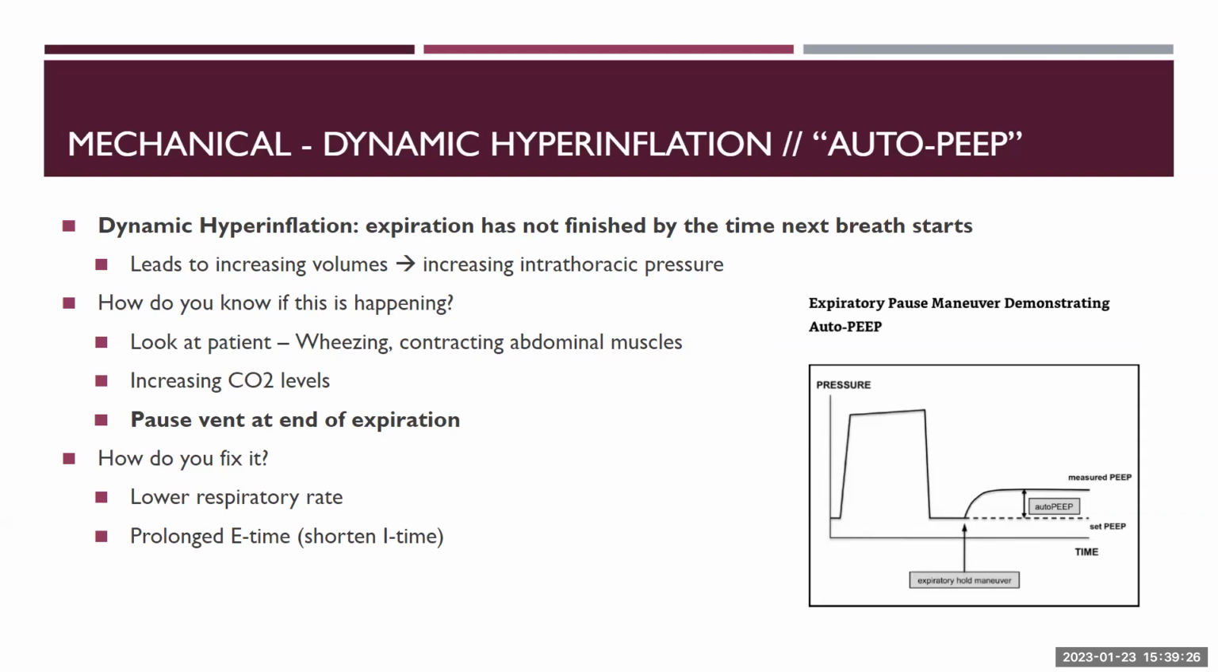Is there a common setting or a common patient that you tend to see auto-PEEP or dynamic hyperinflation in, or is it just going to be any patient on a ventilator essentially? It's mostly patients with obstructive lung disease. So your emphysema patients, COPD patients, they're generally limited to the medical ICU population. So surgical patients are not as common to have this problem very frequently.